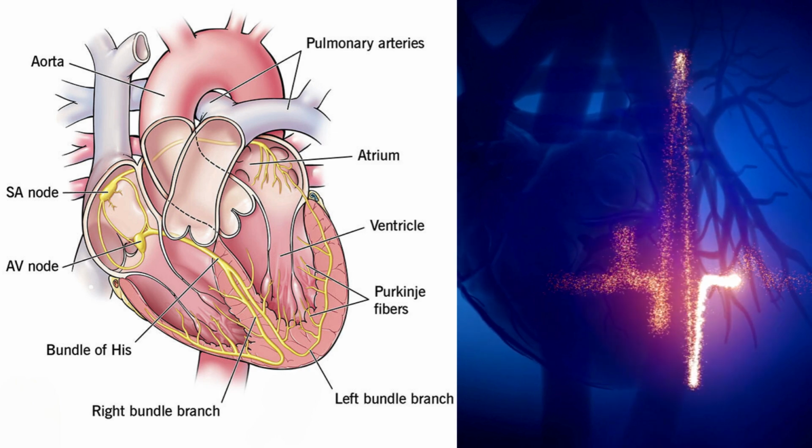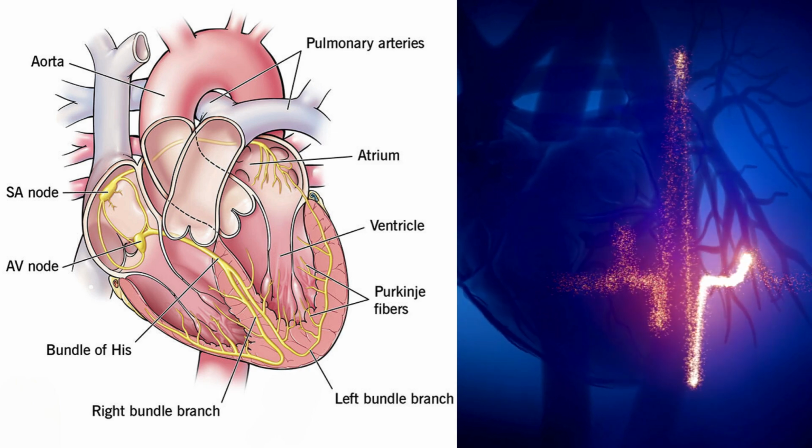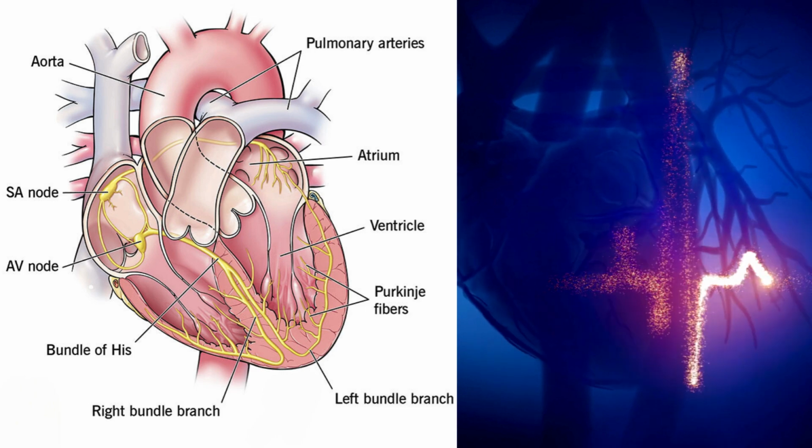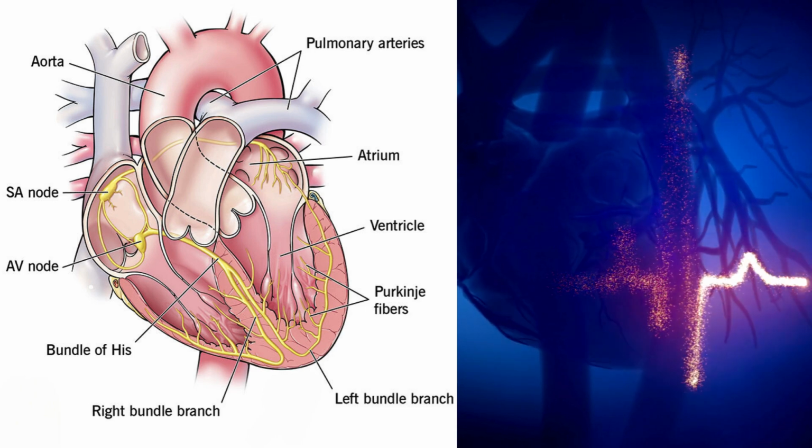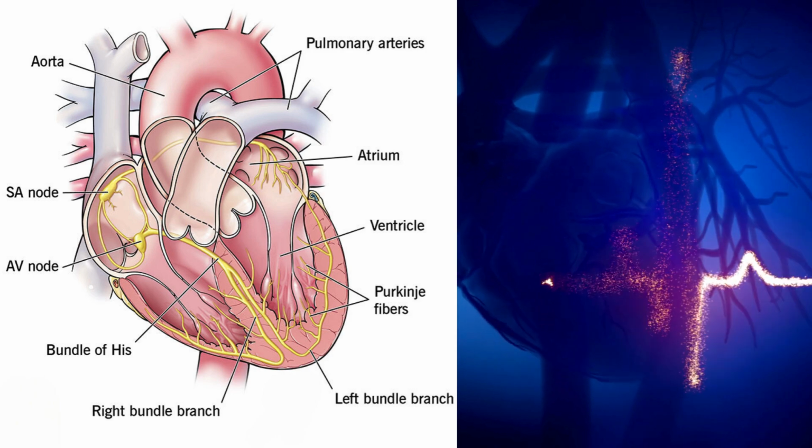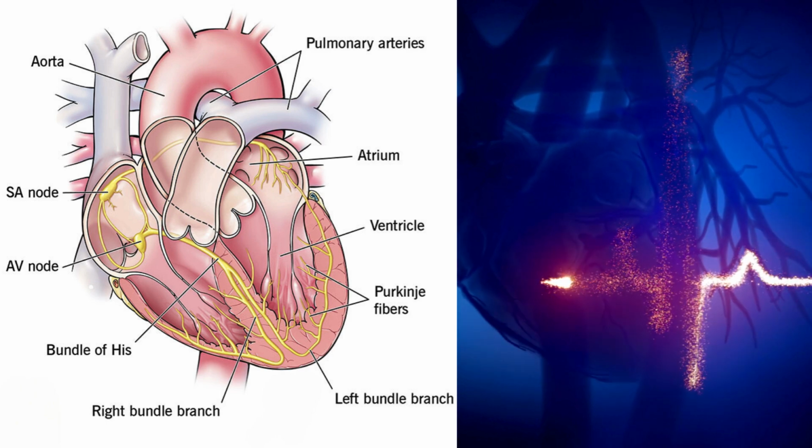atrioventricular node, or AV node, the bundle of His, the left and right bundle branches, and the Purkinje fibers. The SA node, located in the right atrium, acts as the heart's natural pacemaker, initiating each heartbeat. The AV node receives the electrical signal from the sinoatrial node and passes it to the bundle of His, which is located in the septum between the ventricles.